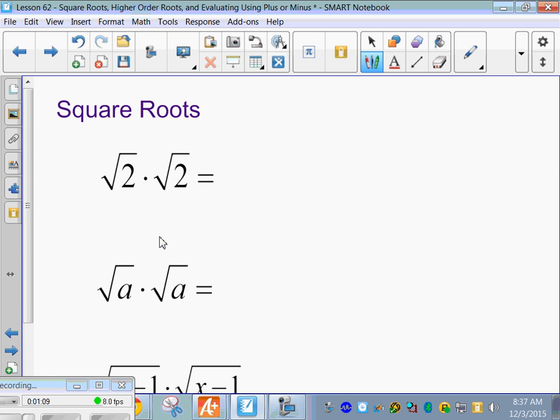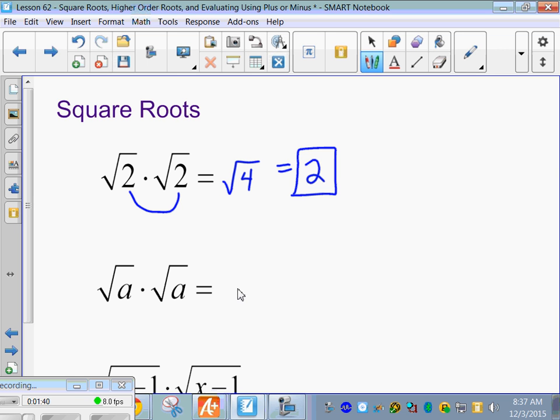All right, so let's try some problems. So write this down. The square root of 2 times the square root of 2. So there's a couple ways to think of this. We can actually multiply anything under the house together. So 2 times 2 is 4. And then what's the square root of 4? 2. So notice what happens when I multiply a root times itself. It undoes the root, right? It got rid of the root part of it.